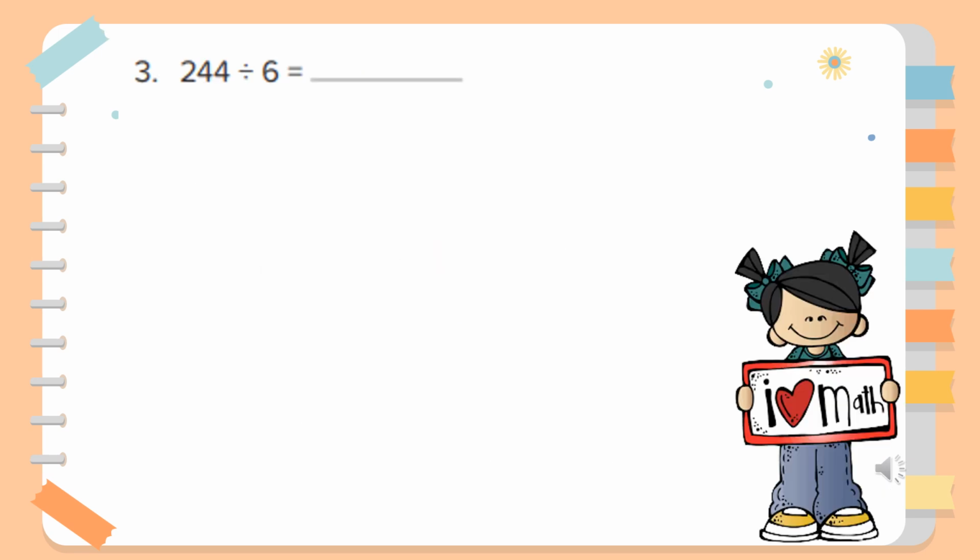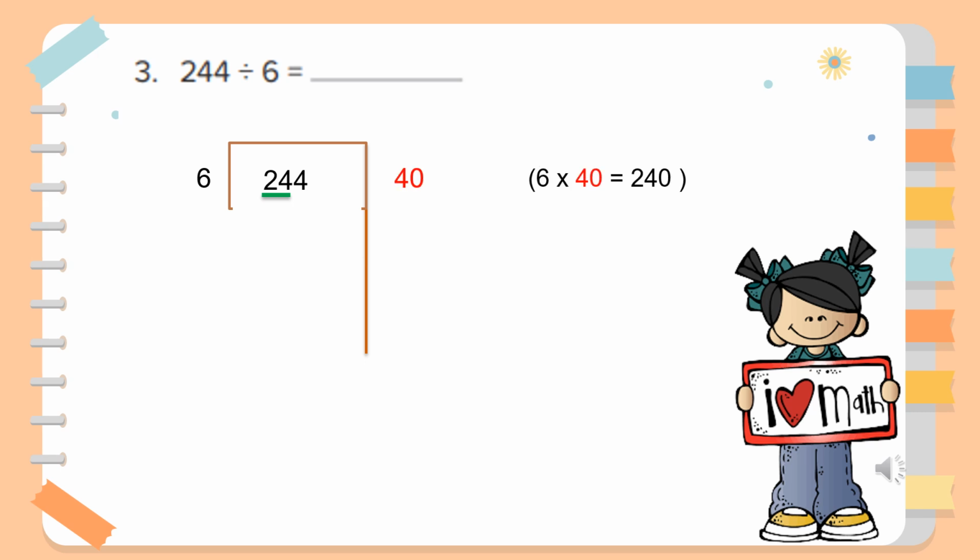Number 3, we have 244 divided by 6. So let's discuss 6 times what to be equal to 244. So we search about the nearest number to it. So we can say 6 times 40 equals 240. So we put 40 out and then we take 240 to make minus. So after minus equals 4. The remainder here is 4. So the quotient equals 40 and the remainder is 4.